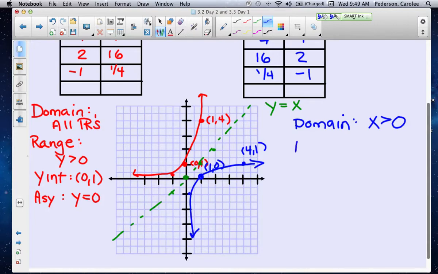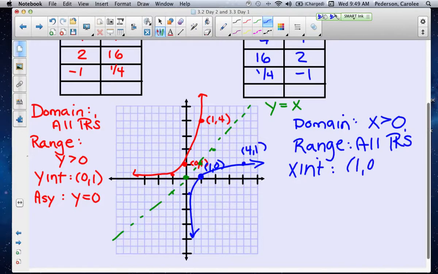What about the range? All reals. What about the y-intercept? Is there a y-intercept? No, but what is there instead? An x-intercept of 1, 0. So that would be my critical point. Well, if we had our critical points for the red functions, exponentials at over 0, up 1. And then where would be my asymptote now? Very good. So I would have a vertical asymptote right there at x equals 0.